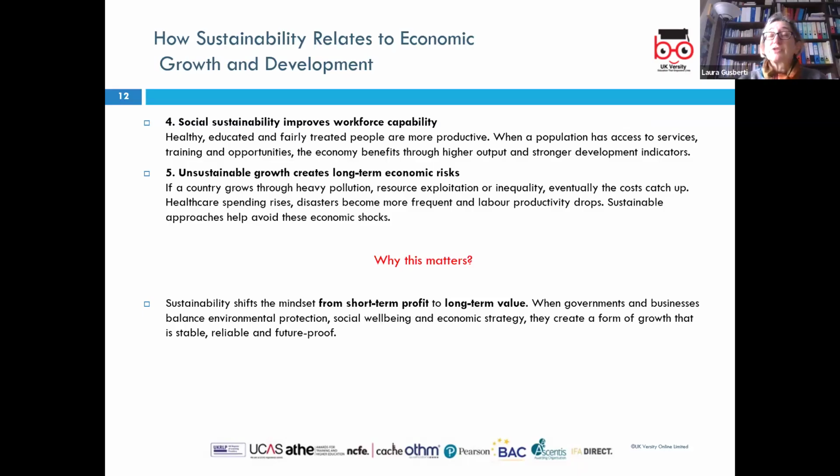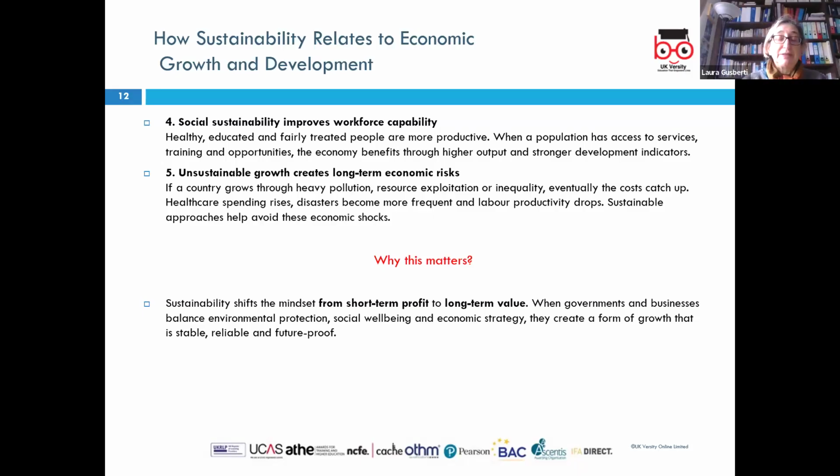Also improves the workforce capability in the sense that if a company operates within social sustainability, has better working conditions, and also a society that looks after their citizens in terms of offering them education or making sure that, for example, fair contracts of work are in place, or providing healthcare, all gives a healthier population and a more educated population that can really produce better.